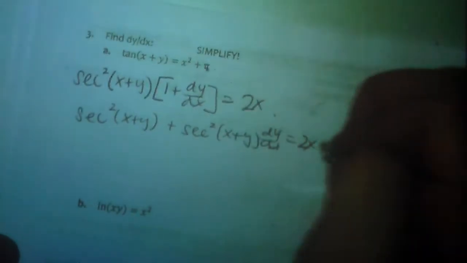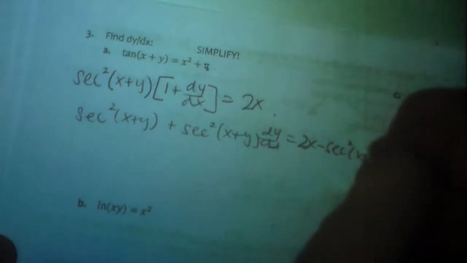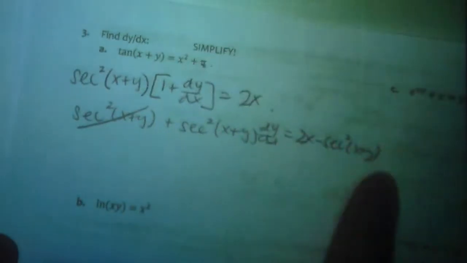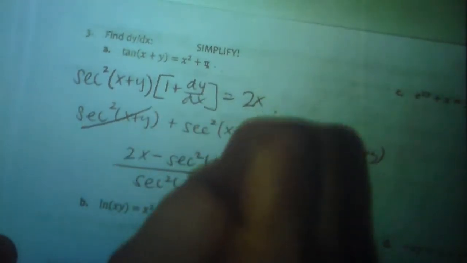equals 2x. Subtract this over, and then just divide. So we've got 2x minus secant squared (x plus y) over secant squared (x plus y).